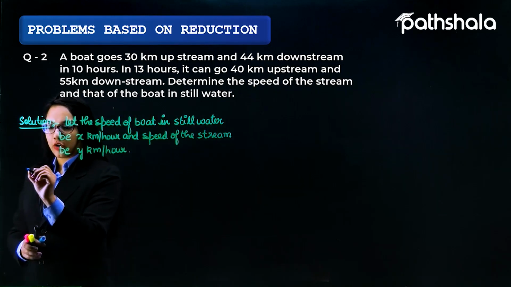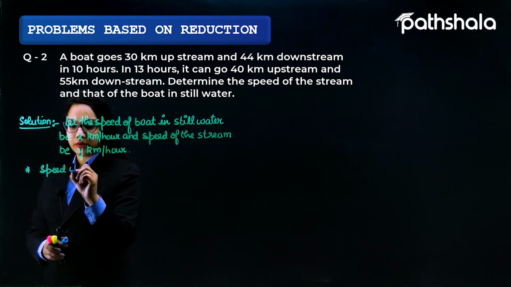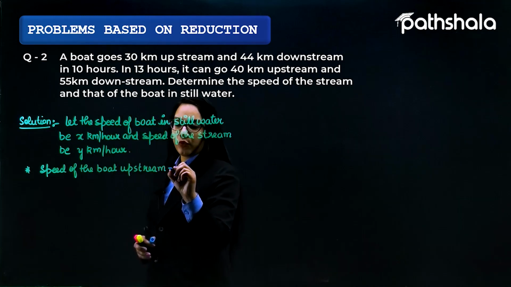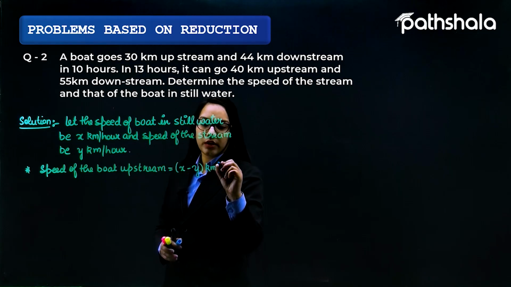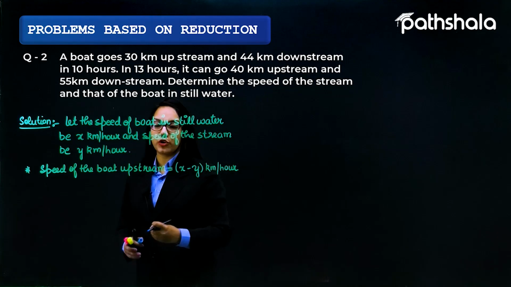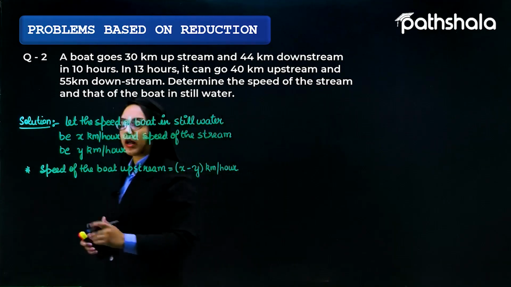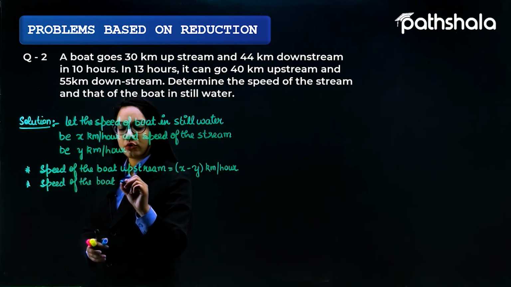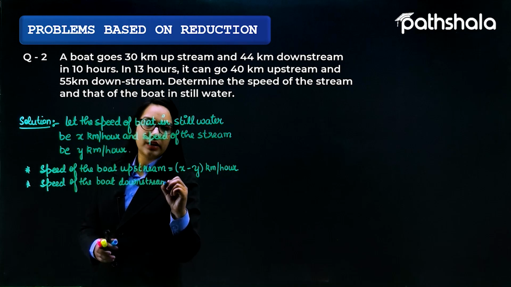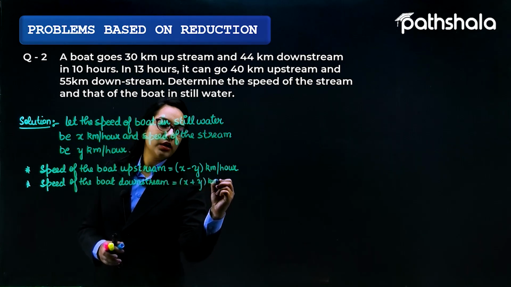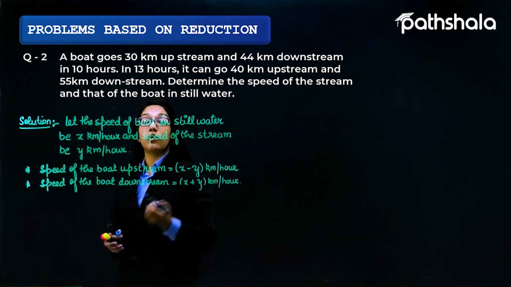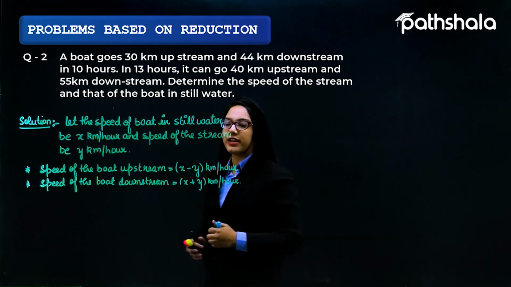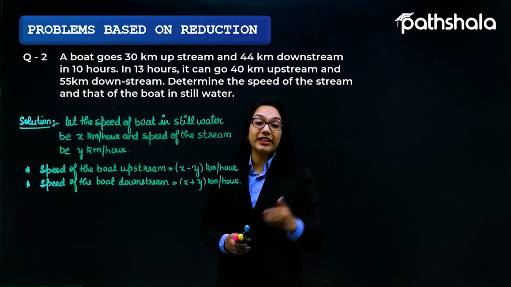First of all, the speed of the boat upstream would be x minus y km/h, because we are going against the stream. And the speed of the boat going downstream would be x plus y km/h, since the speed of the boat in still water and the speed of the stream get added together. So upstream is x minus y km/h and downstream is x plus y km/h.